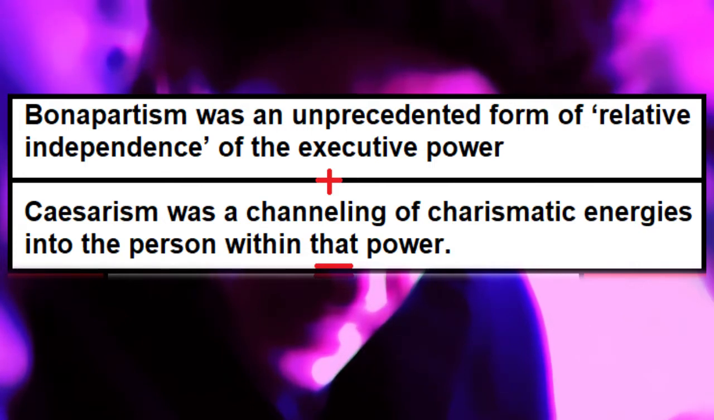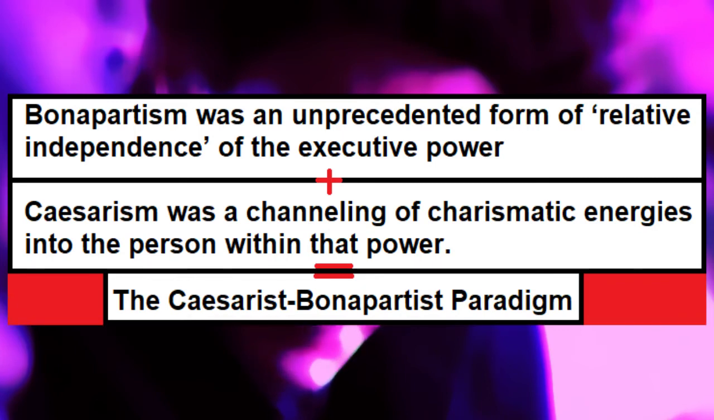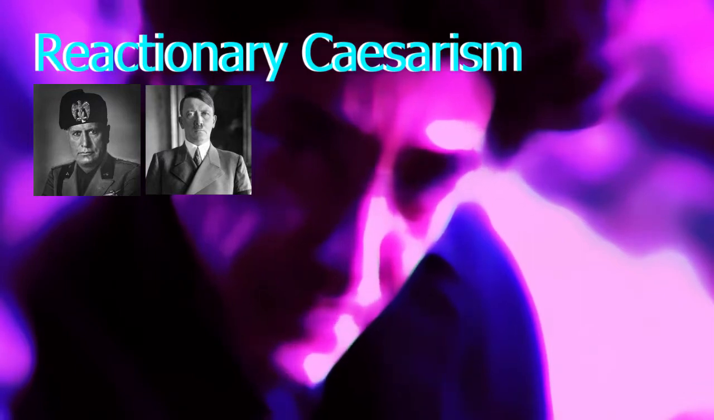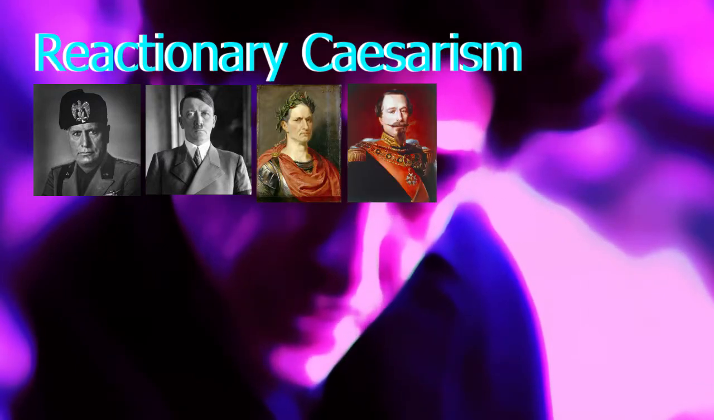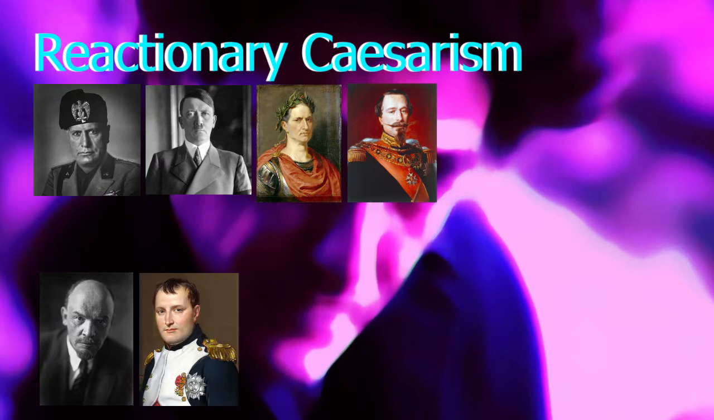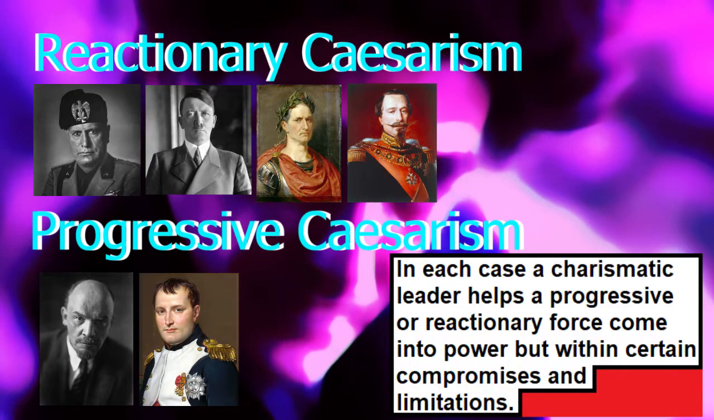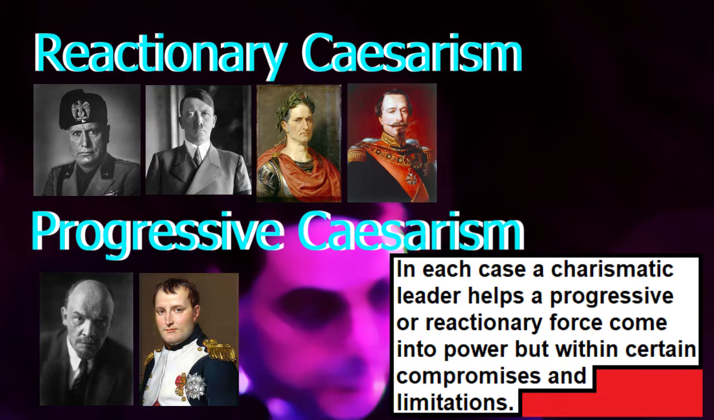So you could think of this variation as fusing both Bonapartism and Caesarism into its taxonomy. Mussolini and Hitler exhibited a form of reactionary Caesarism, like that of Caesar and Napoleon III, while Lenin and Napoleon I exhibit examples of progressive Caesarism. For Gramsci, in each of these cases, a charismatic leader helps a progressive or reactionary force come into power, but within certain compromises and limitations.